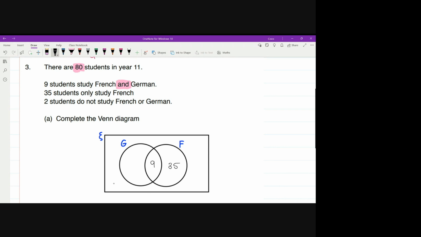Okay, so 2 students go out here. Now we've got to complete the Venn diagram. What's missing? What is missing? The German students are missing, right? The students who take German only.